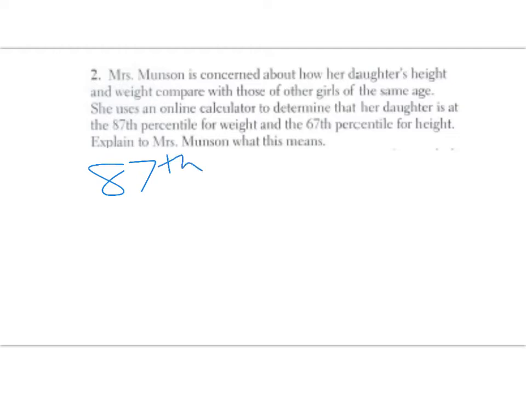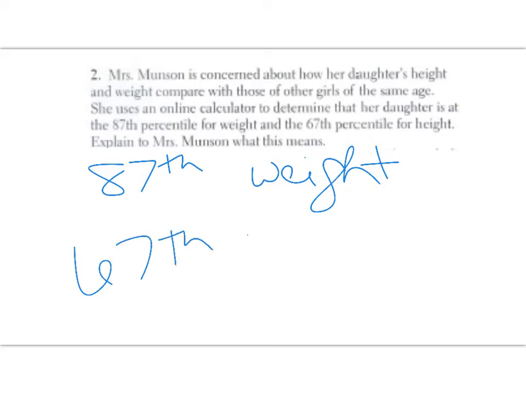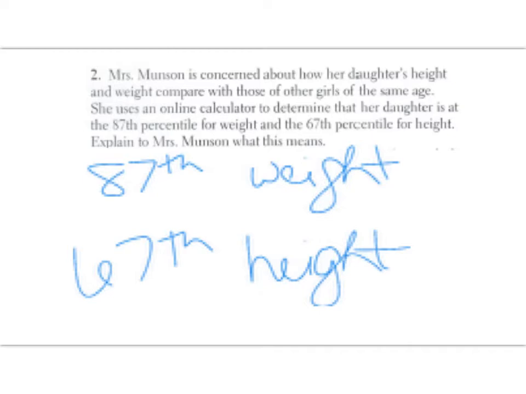So 87th percentile for weight, and she is at the 67th percentile for height. And you are being asked to explain to Mrs. Munson what this means. So what this would mean is if her daughter is at the 87th percentile for weight, then about 87% of girls have a lower weight than she does. As for the 67th percentile, about 67% of girls are shorter than she is. Data points again to the left, so being lower than she is.